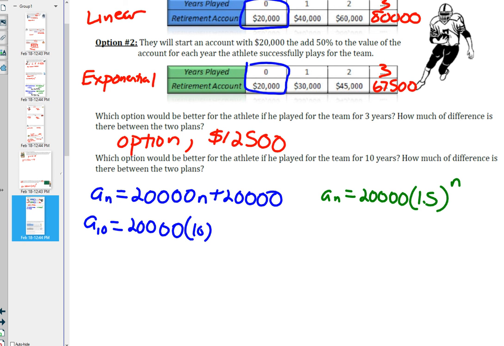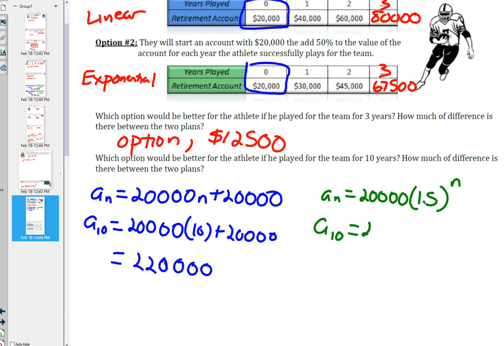20,000 times 10 plus 20,000. Luckily, 10 is an easy number to do mental math on. So 20,000 times 10 is 200,000 plus 20,000 is 220,000. The other one I can't do mentally, so I'll use the calculator.